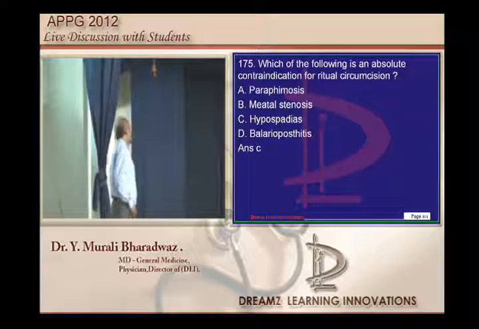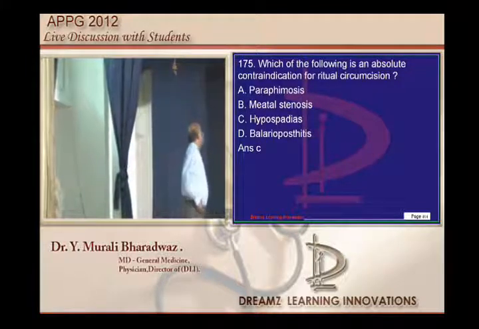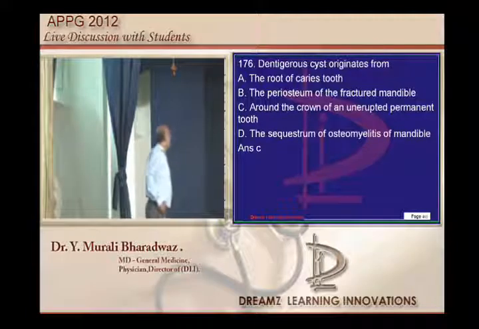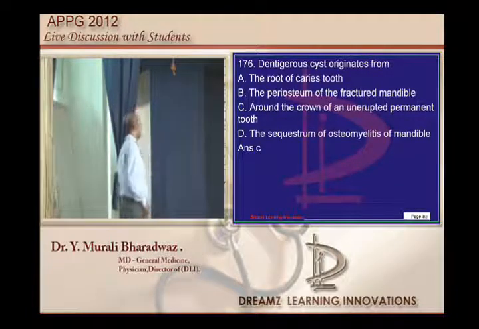Hypospadias is an absolute contraindication for circumcision. Now dentigerous cysts and unerupted permanent tooth crown, quite a commonly known question.